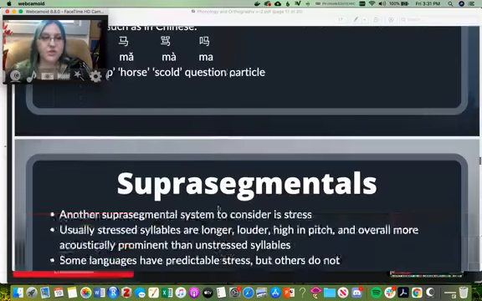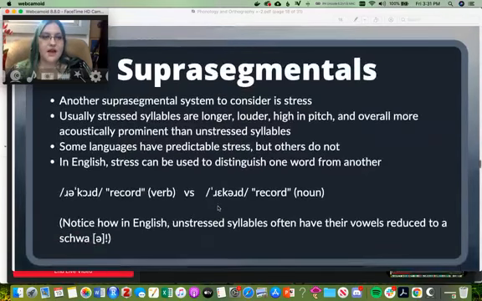Another suprasegmental that's very common is stress. Stressed syllables tend to be more acoustically prominent. They're more noticeable. They tend to be longer, louder, tend to be higher in pitch, and just overall more prominent than an unstressed syllable. Some languages have predictable stress, like you always know where the stress goes in a word. Like you could say it's always the second to last syllable in a word. But many languages don't have predictable stress. And so in English, stress is not necessarily predictable in any given situation. And it can also be used to distinguish one word from another.